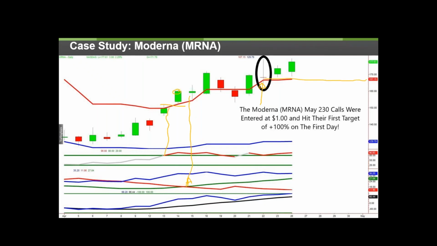Stock was about 168, and that day it went up about 10 points to about 178. Notice what we bought. We bought a May 230 call. You're going, hold on, it's 50 or 60 points out of the money, what are you guys doing going way out of the money like that? And then notice, because it went up that quick 10 points intraday, we got our double on the first day.